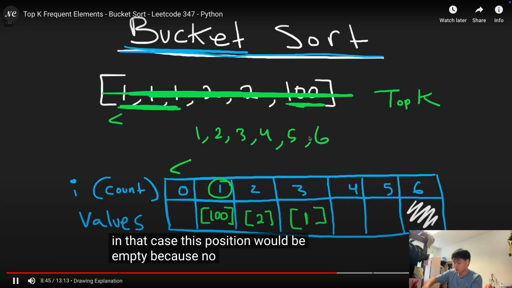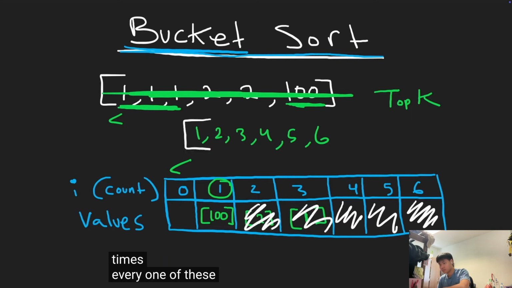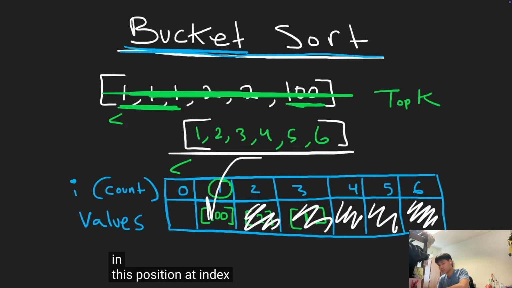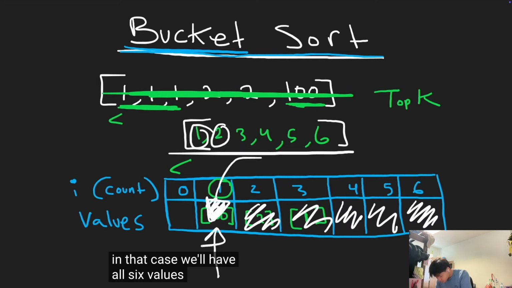this position would be empty because no values occur 6 times, no values occur 5 times, 4 times, 3 times, or 2 times. Every one of these 6 values would go in this position at index 1. Reason being, each one of these occurs exactly once. So in that case, we'll have all 6 values concentrated over here.